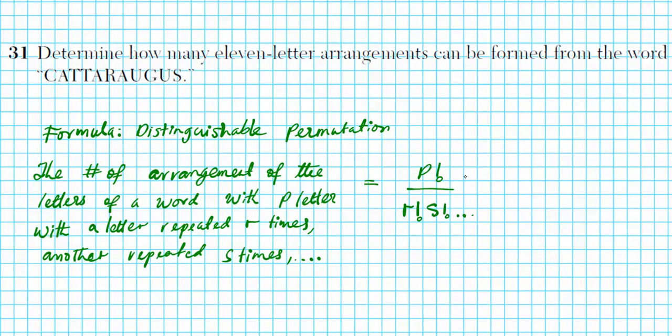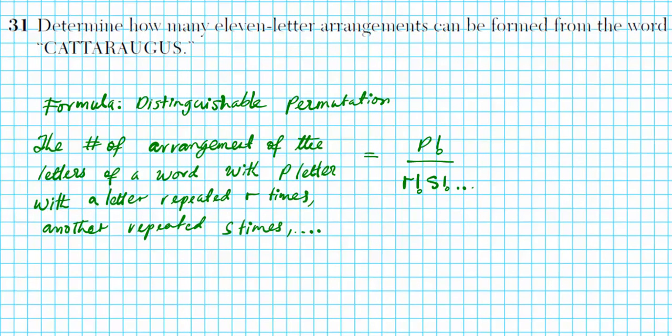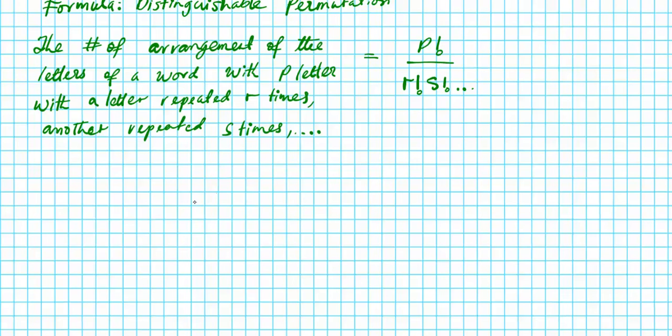So you take the total number of letters, you find the permutation of that divided by the product of the factorials of the number of times letters are repeated in that word. Okay, so that's how you calculate distinguishable permutations. Okay, so let's go ahead and write down the word first. I like to stack it up vertically.